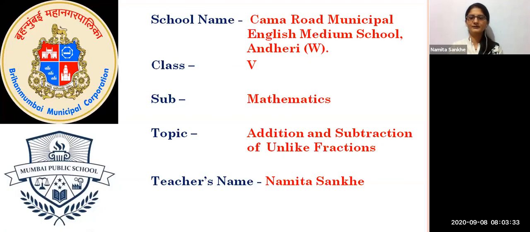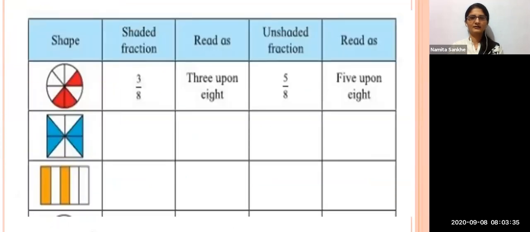So children, let me start with a few questions first. Here you can see a table in which a few shaded diagrams are given. You just have to read the fraction for the unshaded region as well as for the shaded region. In the first diagram, a total of 8 parts are made and 3 parts are red in color, which are shaded. That fraction is read as 3/8, correct?